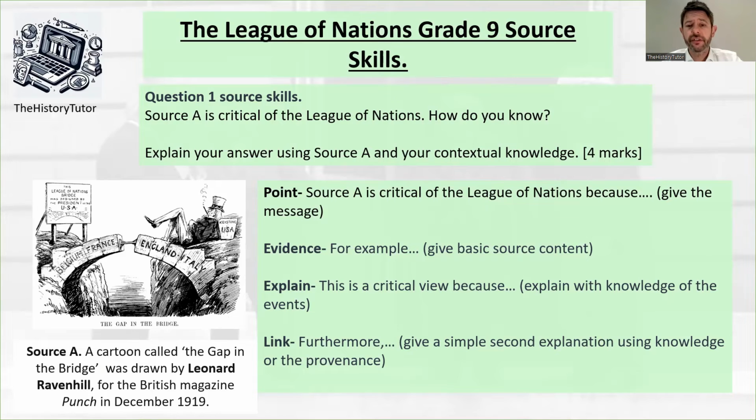Then explain this is a critical view, because this is where you're going to use your knowledge of the structure of the League and the events that happened in creating the League to support that. And then furthermore, you can give a simple second explanation using knowledge, or you can use the provenance of the source. In fact, it's a British cartoon. It's a satirical Punch magazine cartoon drawn around December 1919. You might be aware of events that happened around that time. So let's give this a go, shall we?